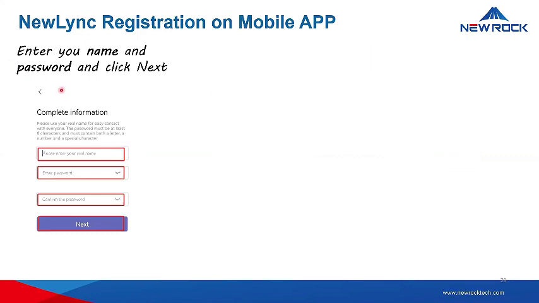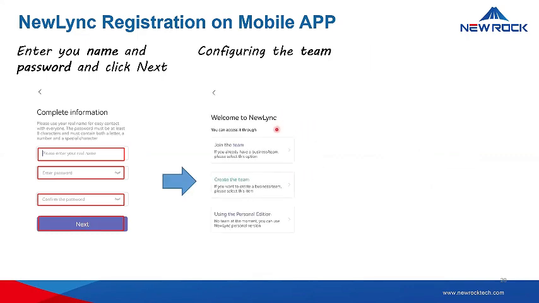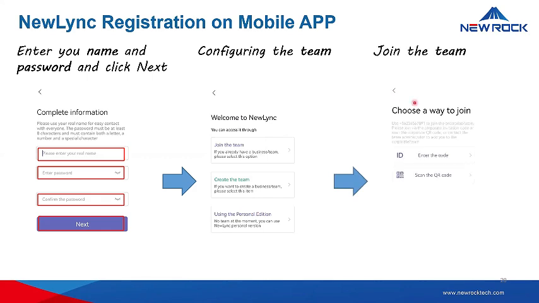After that, you need to enter your information. You need to complete your information here, your name and your password. Then click next. After that, you can join a team, or if you don't have one and want to create your own team, you can also use a personal edition to create a New Link personal version. Say for example, you click join. There are some ways to join. You can enter the code given by the administrator, or you can simply scan the QR code that is given by your administrator.